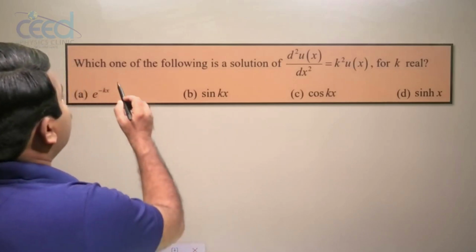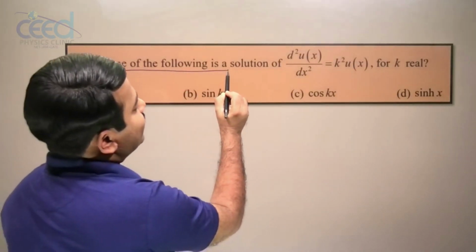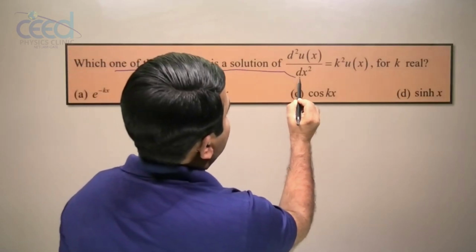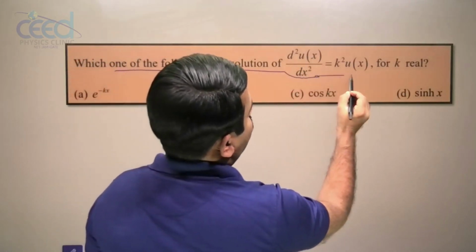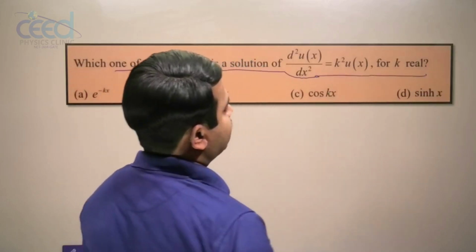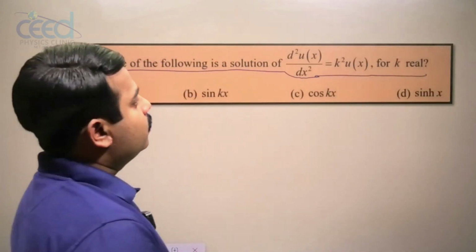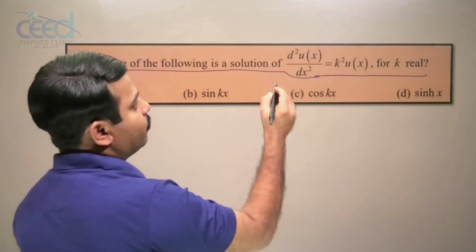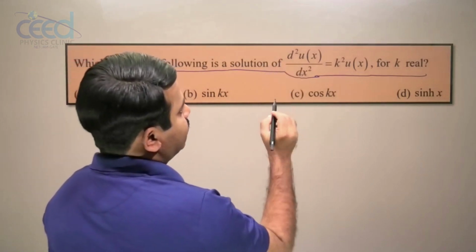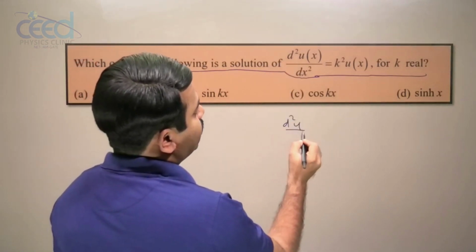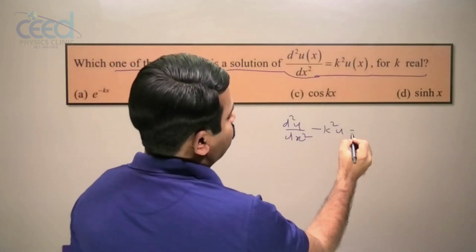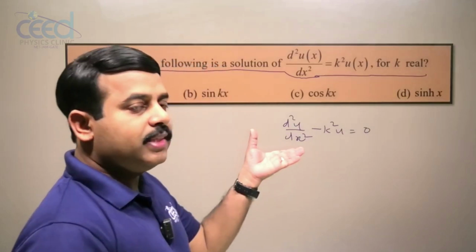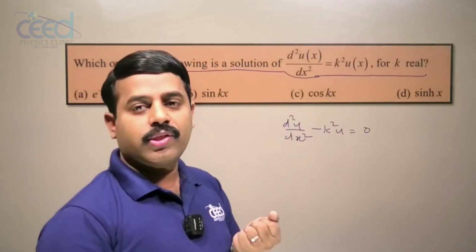The first question is, which one of the following is a solution of d square u by dx square equal to k square u, where k is a real number? This kind of differential equation, d square u by dx square minus k square u equal to 0, is a second order differential equation.